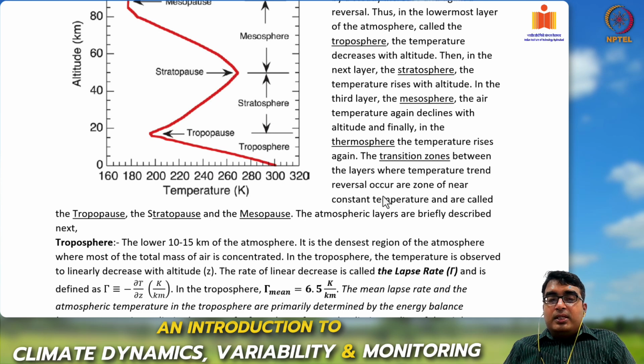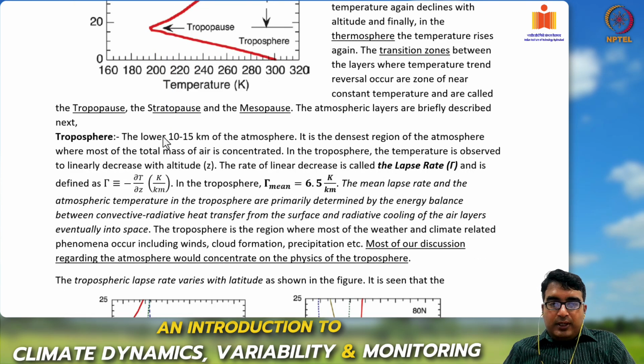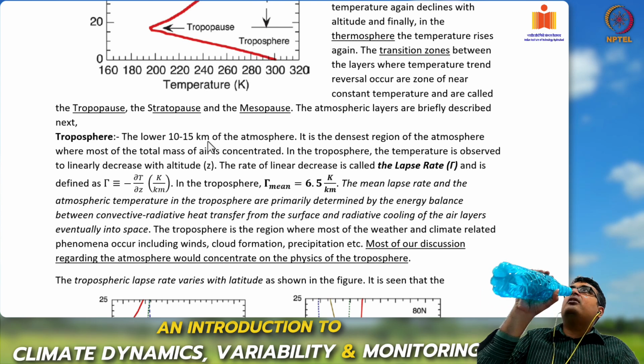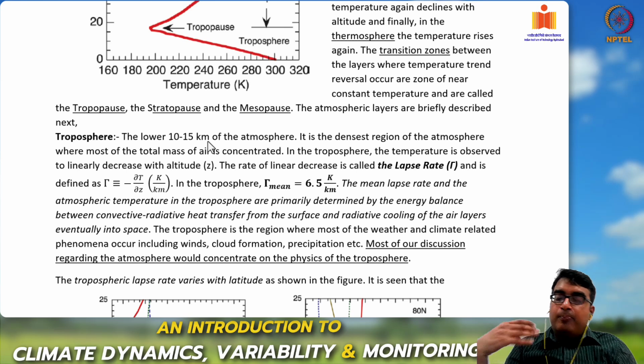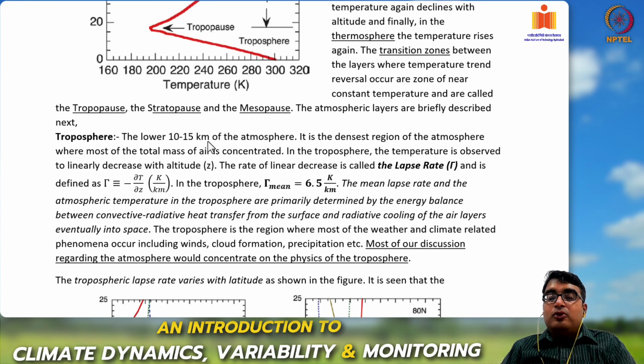So we will just briefly describe these regions, and we will focus on the troposphere for most of our discussions, because that is where most of the weather and climate is related. The troposphere is the lower 10 to 15 kilometers of the atmosphere. It is the densest region of the atmosphere, and you will see when we do some problems later in the class that more than 80% of the total mass of air is located in the troposphere itself.